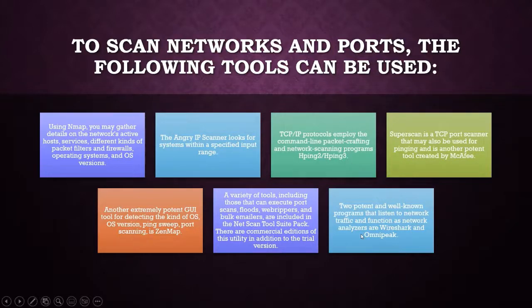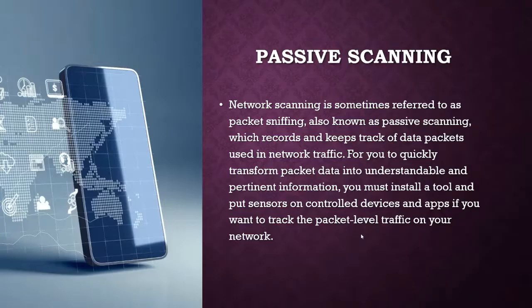Two potent and well-known programs that listen to network traffic and function as network analyzers are Wireshark and OmniPeek. Passive scanning. Network scanning is sometimes referred to as packet sniffing, also known as passive scanning, which records and keeps track of data packets used in network traffic. For you to quickly transform packet data into understandable and permanent information, you must install a tool and put sensors on controlled devices and apps if you want to track packet level traffic on your network.